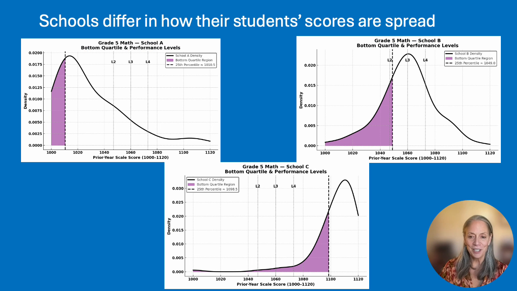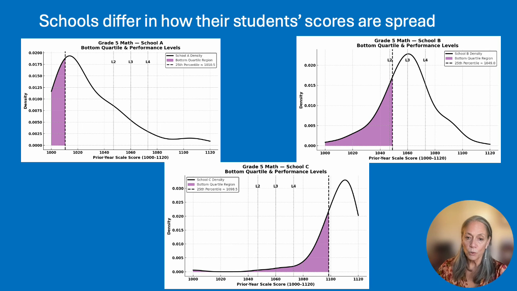I have 3 charts here. Each of these charts illustrates different school distributions. So student scores are spread out between the bottom of the scale, 1,000, and the top of the scale, 1120. And in school A, you can see that most of the students are scoring in this lowest level. They're actually level 1 students. And you can see very few students are making it into those higher levels.